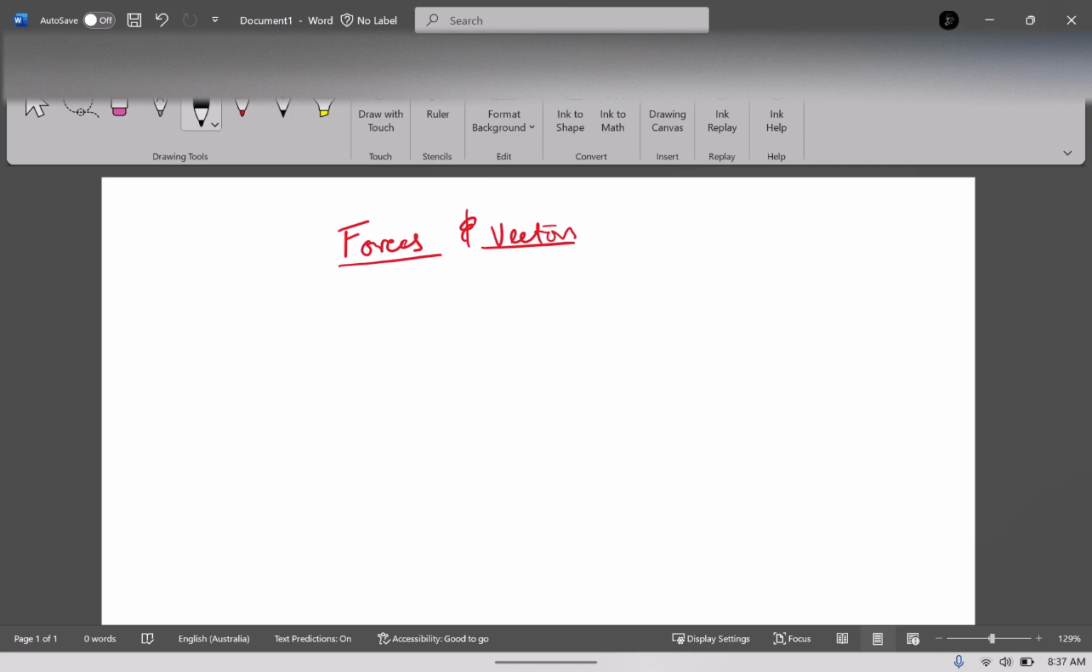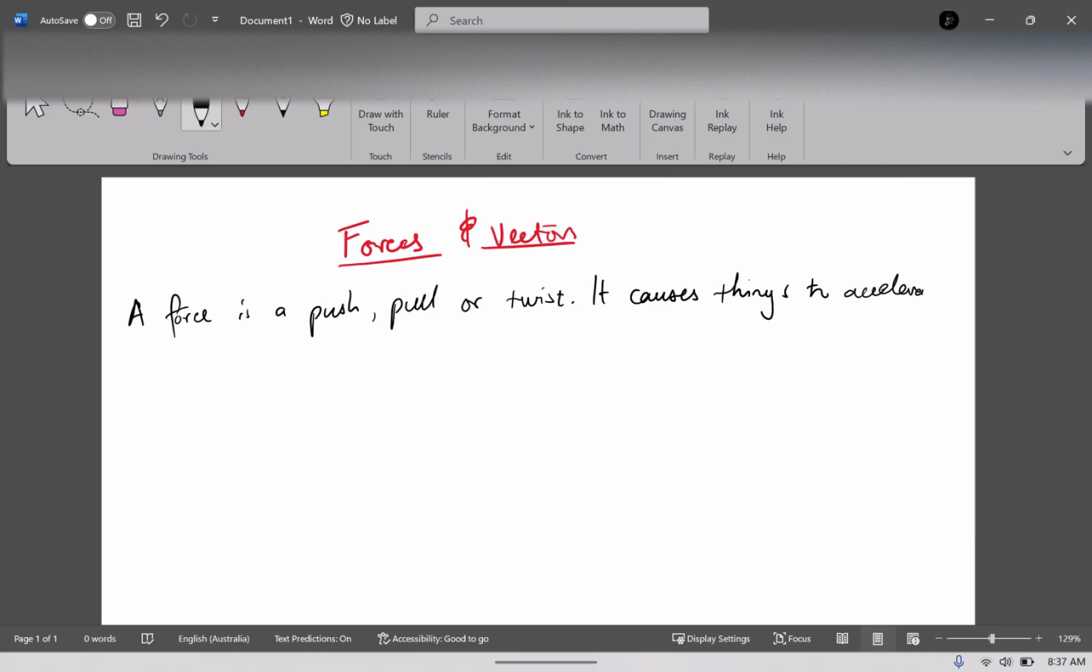So, in simple terms, a force is a push, pull, or twist. It causes things to accelerate in general. That's not always true, but we'll look at those cases later. It causes things to accelerate.